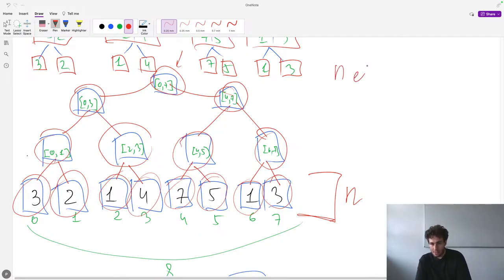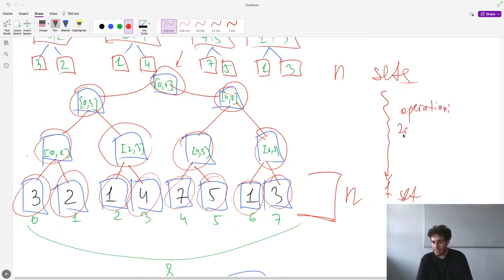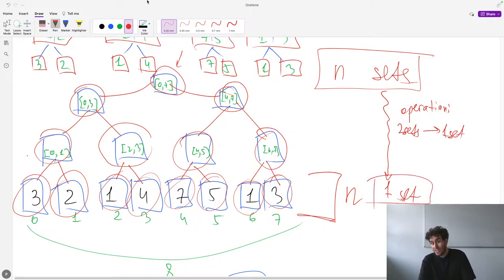We have n elements. After some process, you have only one set. Let's say we have n sets, and every operation takes two sets and makes one set out of these two sets. So every internal node decreases the number of sets by 1. So if I initially had n sets and at the end I have one set, this means how many operations did I have to do to get from n to 1?